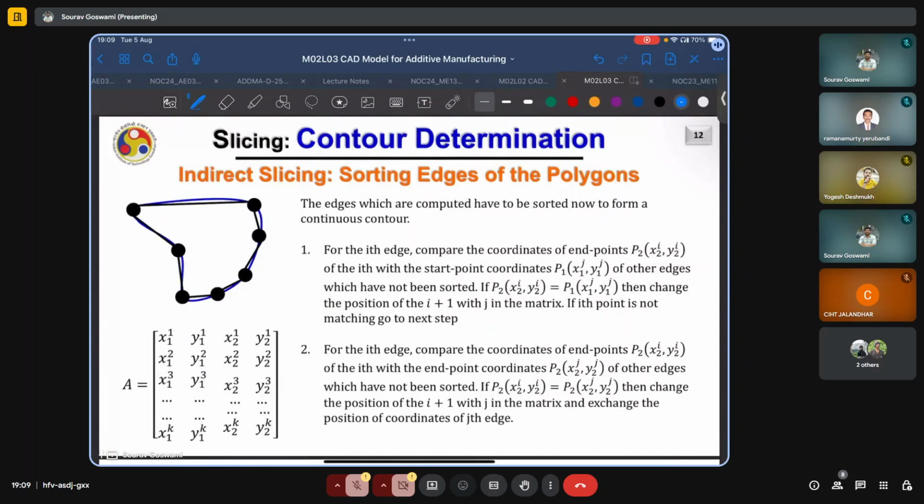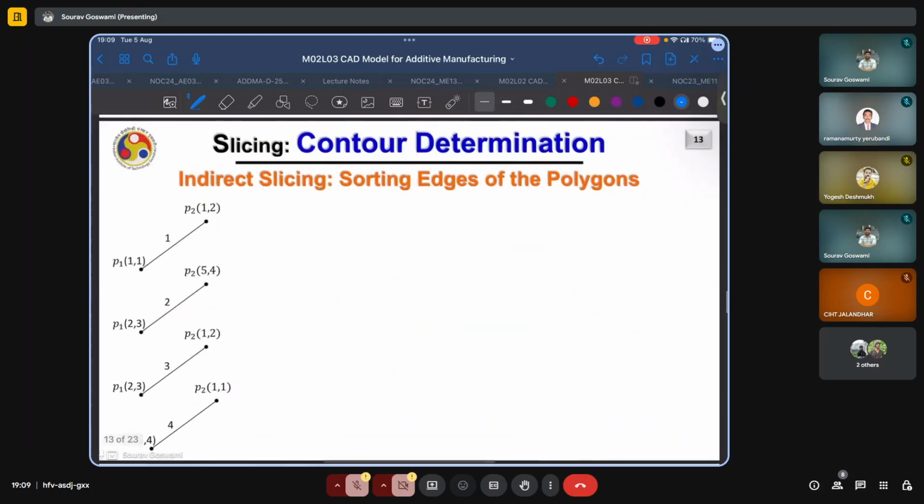And now that we have the points of intersection, we want to edge sort them to have a sense of how the points are connected, or how the contour is constructed by the intersection of the object and the plane. And we also have a small example here which can illustrate this.